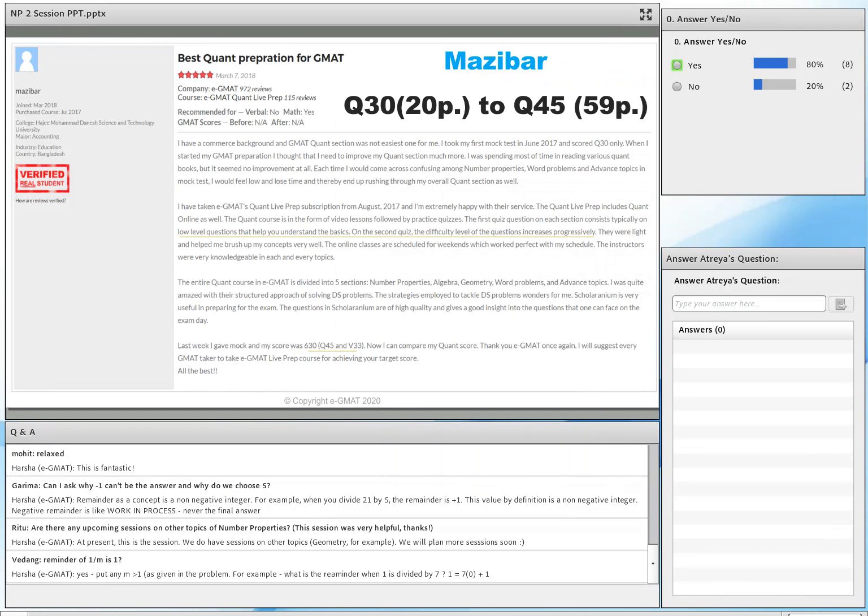We had Mazibar, and this might be a story with a lot of you. Tried to solve a lot of questions like Mazibar. Mazibar tried to solve a lot of questions from a lot of books, but essentially did not find any profit from that. So what he then did is he came to us.